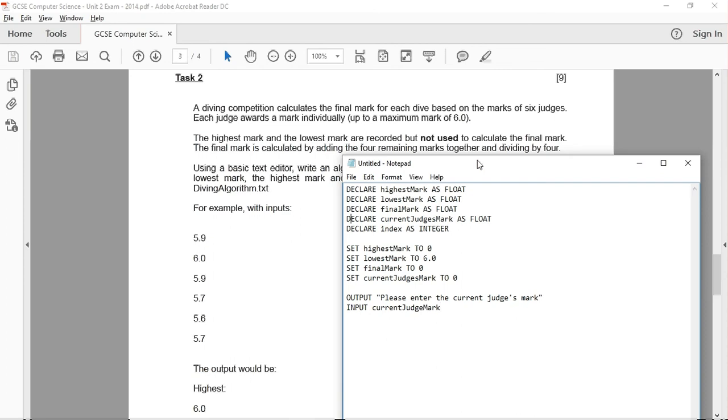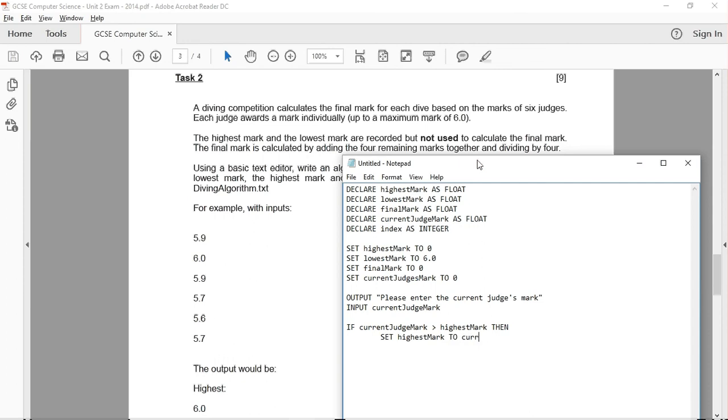So now the current judge has inputted his or her mark. Now then, what are we going to do with that mark? Well, we have to compare it to the highest score and the lowest score. Okay, so if current judge mark is greater than the highest mark, then the highest mark takes the value of that current mark. Set highest mark to current judge mark.